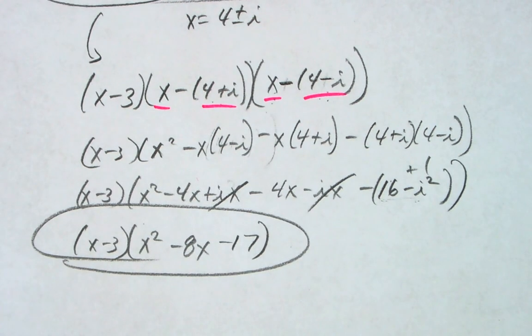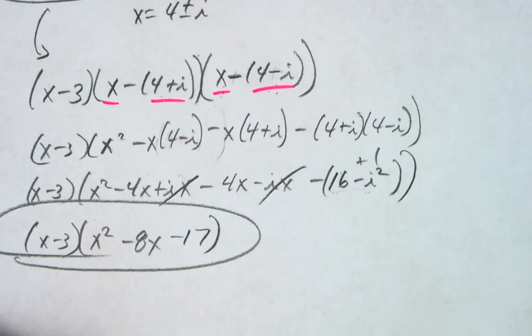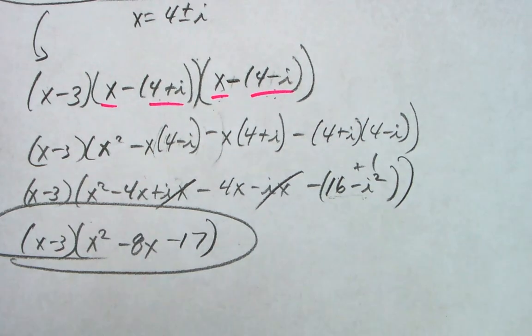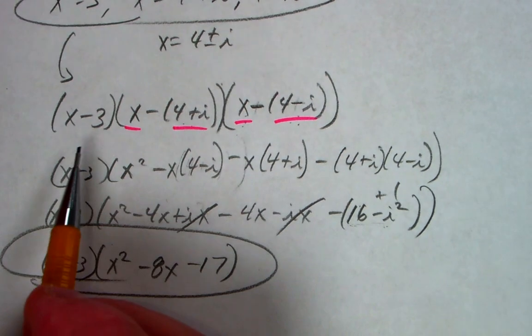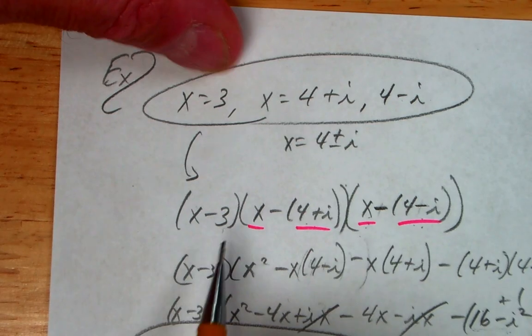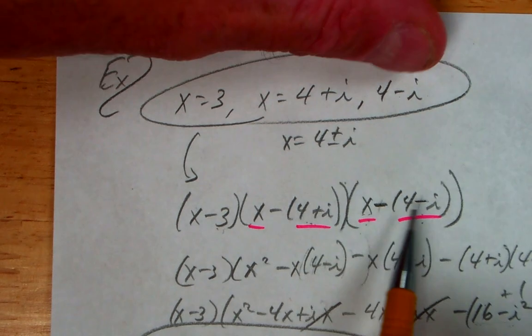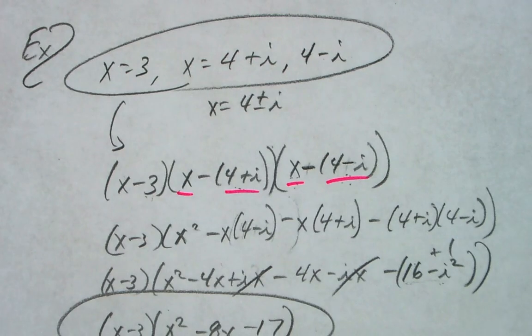Okay. Do you want to see an easier way? Yes. Okay, I'll show you tomorrow. No, I'll show you right now. That was yuck. This method, honestly, it's ugly, but it's the same thing every time. x minus 3. Let's go back up here. x minus 3, x minus my solution, x minus my other solution. Multiply it out, and then I get that.